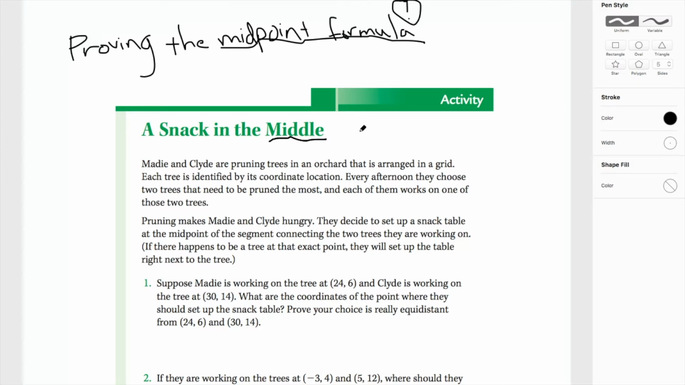Maddie and Clyde are pruning trees in an orchard that's arranged in a grid. Each tree is identified by its coordinate location. Okay, very good. So it looks like we have a grid. So we probably have some sort of an XY action going on here. 2 dimensions because it's kind of a grid.